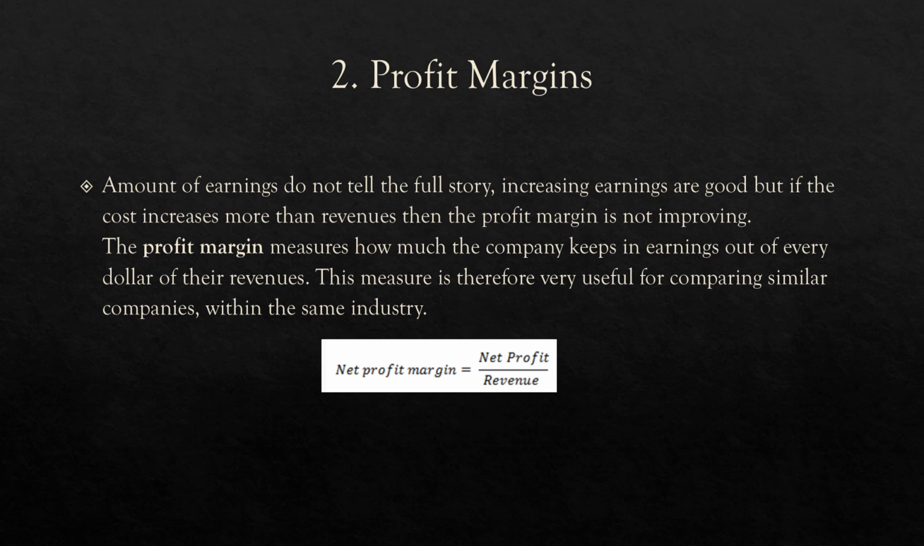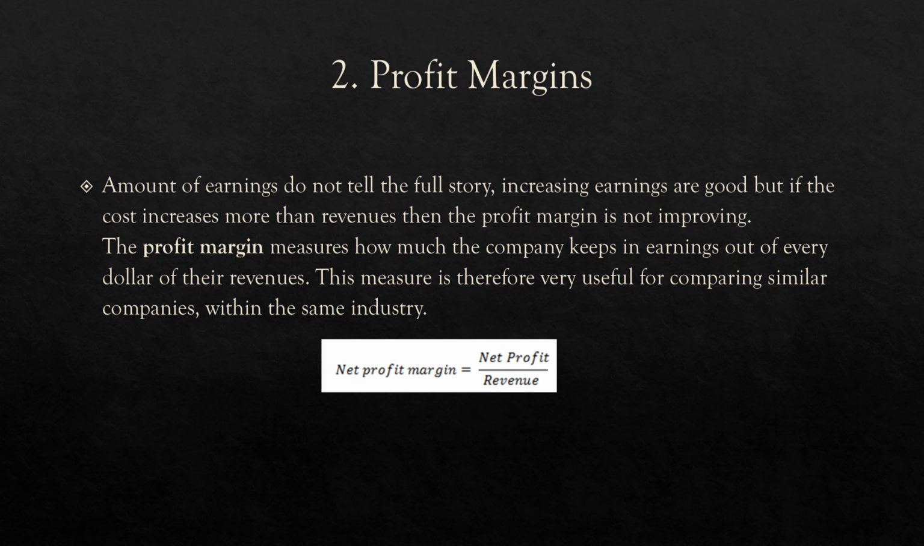Increasing earnings are good, but if the cost increases more than the revenues, then the profit margin is not improving. The profit margin measures how much the company keeps in earnings out of every dollar of its revenue. This measure is therefore very useful for comparing similar companies within the same industry, because profit margins vary per industry. Now, your tech companies should all be generating the same profit margin, okay?